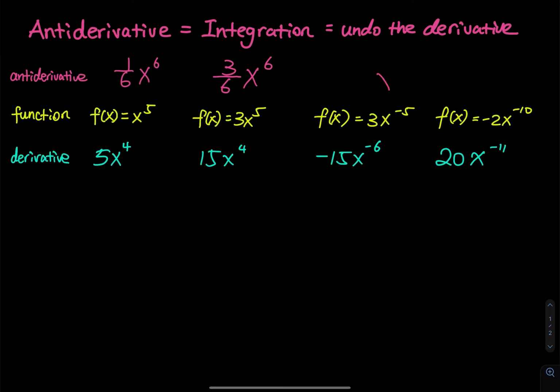And then next problem, negative 5 plus 1 is negative 4, and then we put the negative 4 in the denominator. Check your work, bring the negative 4 down, and then negative 4 minus 1 is negative 5. And then the last problem, this is x, negative 10 plus 1 is negative 9, and then put the negative 9 in the denominator. Check your work, bring the negative 9 down, negative 9 minus 1 is negative 10. When we first introduce antiderivative, we will just use the word antiderivative. But after this lesson, we will just start calling it integration.